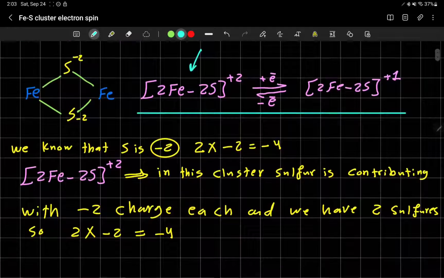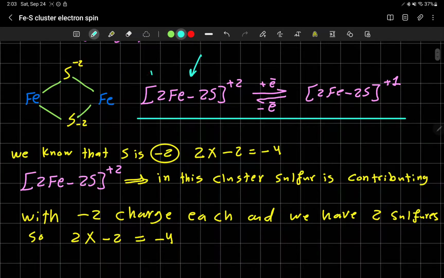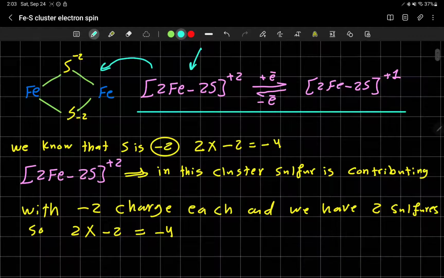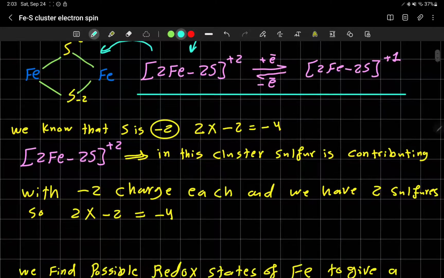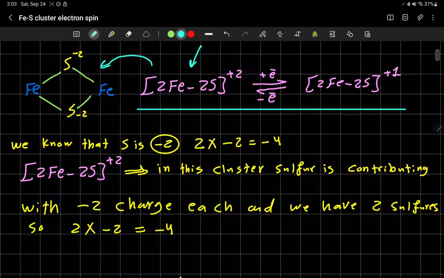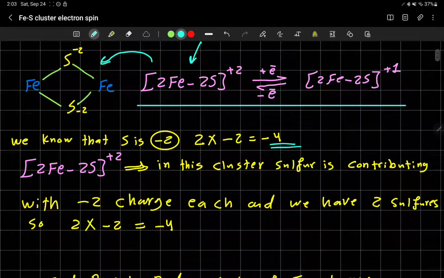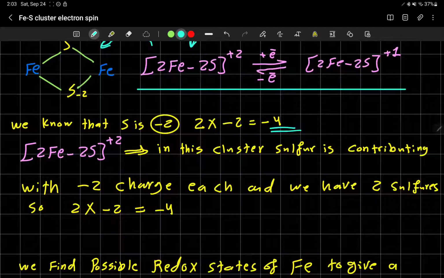First we start here. If we have two irons and two sulfurs, we will have this shape, two irons and two sulfurs. There are other cases, but here we will start. We know the sulfur is charged -2, and since we have two sulfurs, the total charge of the sulfur will be -4. Now we want to find the couples of iron that exist and in which redox states they exist.